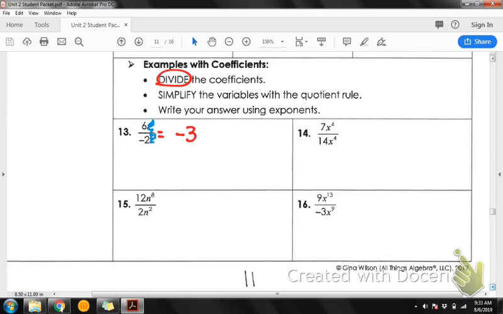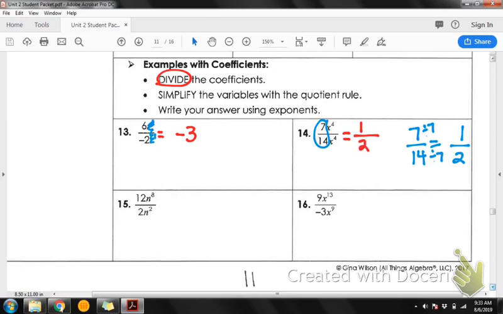Let's look at 14. 7 divided by 14. Can you take 7 and divide it by 14? Many of you in your head are doing 14 divided by 7, which is different than 7 divided by 14. If you have 7 over 14, you're really reducing a fraction. They both can divide by 7, which leaves you with 1 over 2. 7 over 14 reduces to 1/2. It does not reduce to 2. So this gives me 1/2.